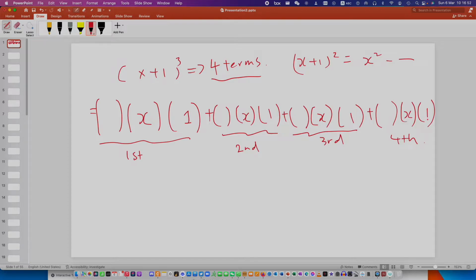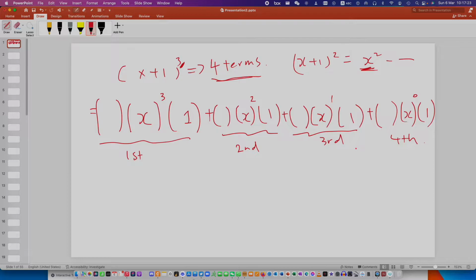Then the next one is, like I say, if it's power 3, there are 4 terms, so that gives me first, second, third, and fourth, right? The second thing you observe is the highest power is always the first one, based on the simple example. So what's the highest power for this? It's 3. Then over here is 2, 1, 0. Does it make sense now?